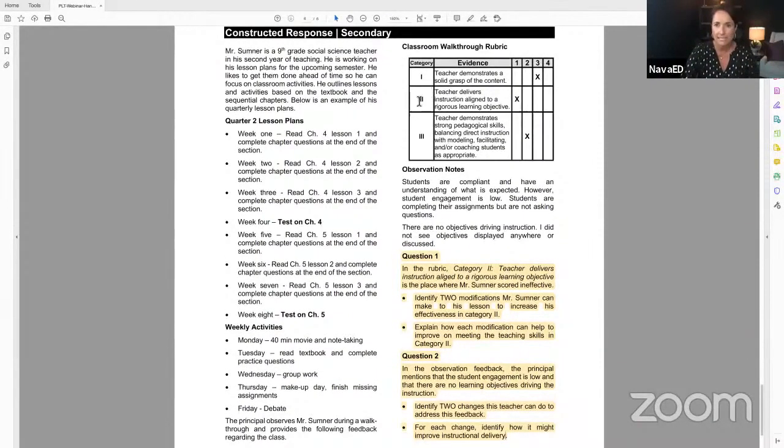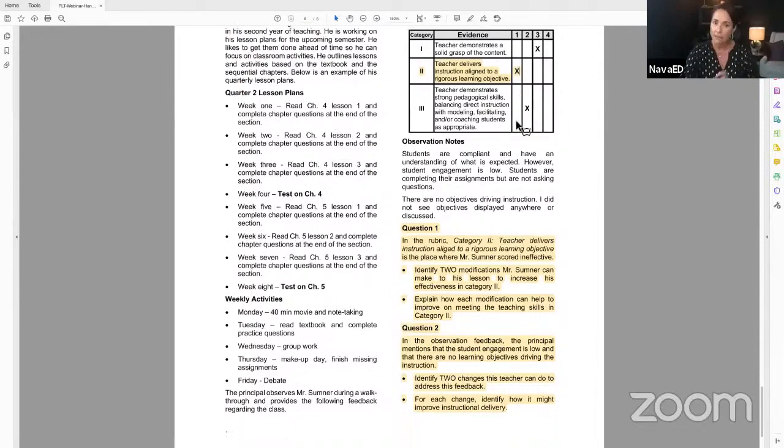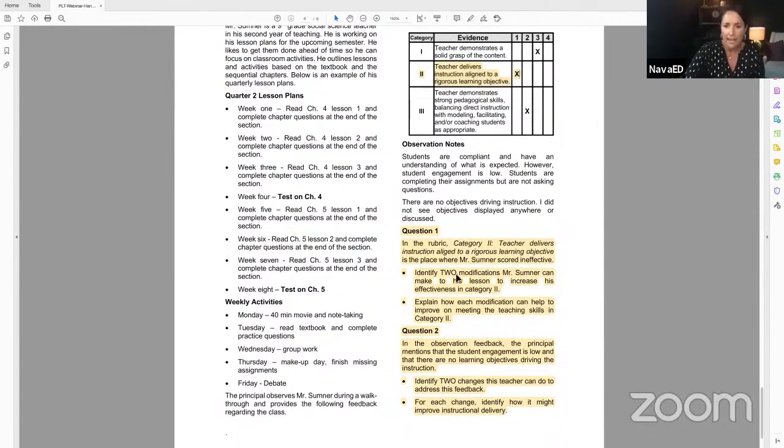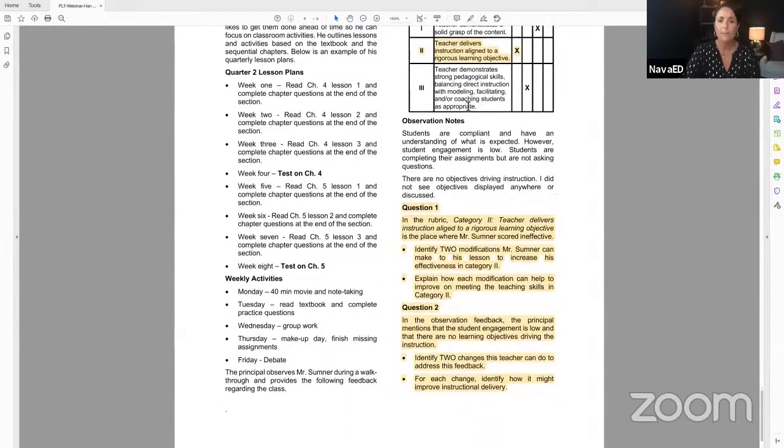Here it is. And I can see that this area here, the teacher got a 1. Now I haven't read the thing yet, but I'm just kind of going around looking at my question. Identify 2 modifications Mr. Sumner can make to his lesson to increase his effectiveness in category 2. So category 2 is teacher delivers instruction aligned to a rigorous learning objective. Okay. And then explain how each modification can help improve.